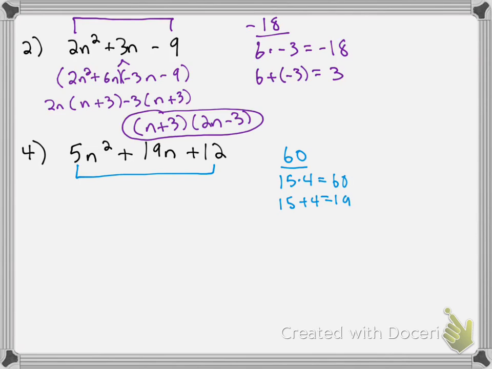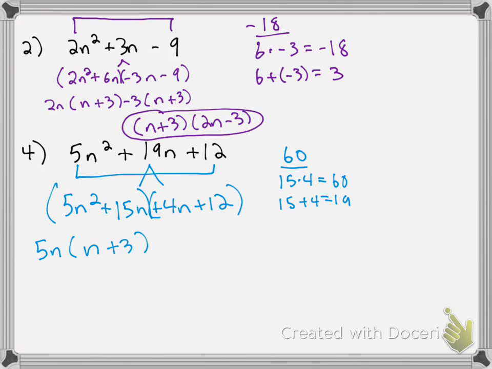So I'm going to split my middle term. It's going to become 15n plus 4n. Bring down my 5n squared. Bring down my 12. And I'll factor by grouping. First group, I can take out a 5n. I'm left with n plus 3. Second grouping, I can take out a 4. Left with n plus 3. So my final answer would be n plus 3 times 5n plus 4.